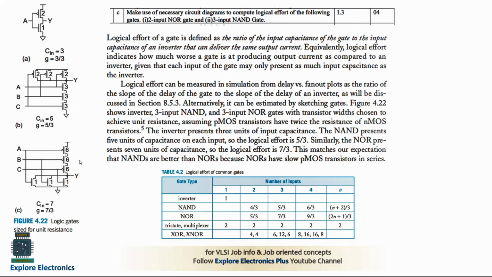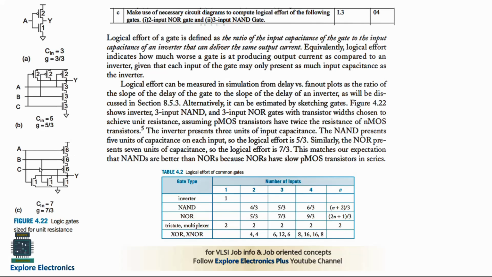Here the 3 input NOR gate is shown. It is 6 plus 1, 7. For the single input, I am telling, 7 by 3 for the 3 input NOR gate. In the question they have asked for the 2 input NOR gate. You can see in the table for the NOR gate of 2 inputs it will be 5 by 3. Why? Because here we will be having 2 transistors in pull up and 2 transistors in pull down, since it is a 2 input NOR gate.